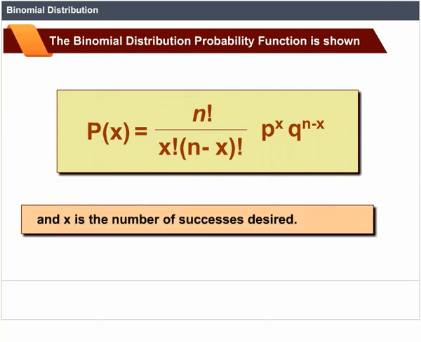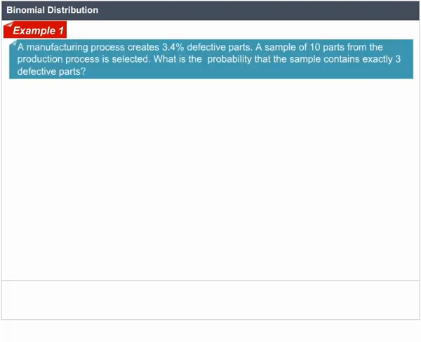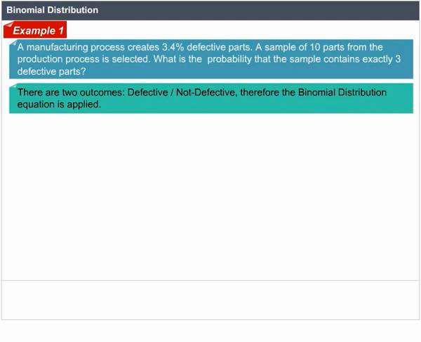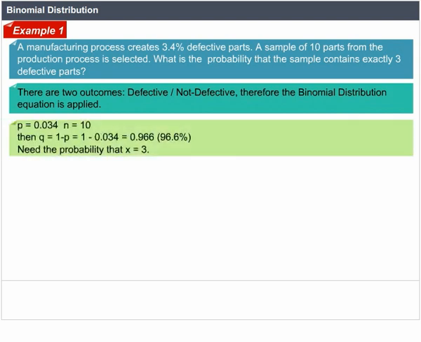Example 1. A manufacturing process creates 3.4% defective parts. A sample of 10 parts from the production process is selected. What is the probability that this sample contains exactly 3 defective parts? There are two outcomes, defective, not defective. Therefore, the binomial distribution equation is applied. P equal to 0.034, n equal to 10, then q is equal to 1 minus p equal to 1 minus 0.034 equal to 0.966, that is 96.6%.